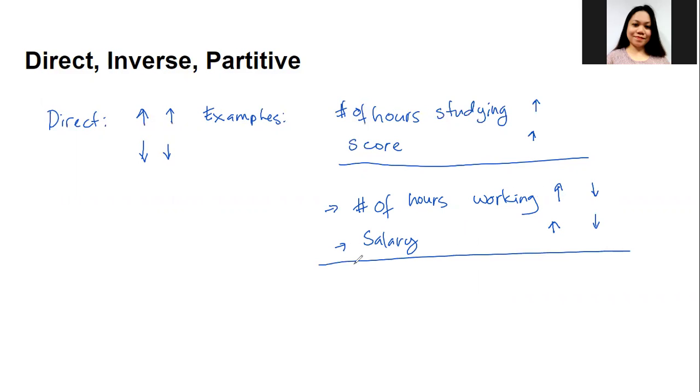Let's do another example. Maybe height and weight. Okay, maybe that's a bad example, but let's try. You would think that a person who is taller is expected to weigh more, right? Or if the person is shorter, the person will also weigh less. So basically, you get the idea. Direct means whatever happens to one variable will also happen to the other variable.